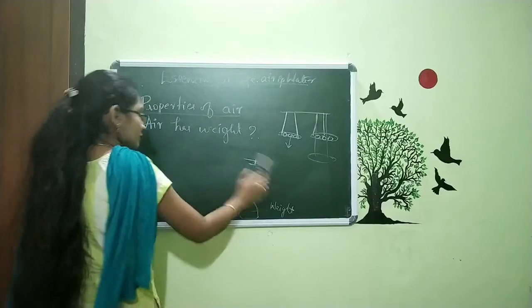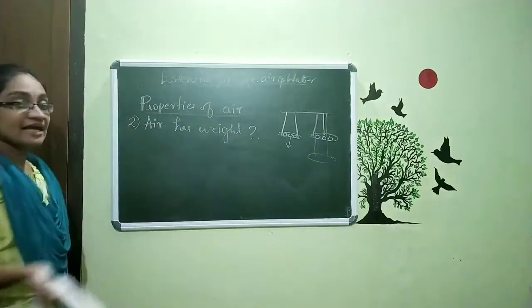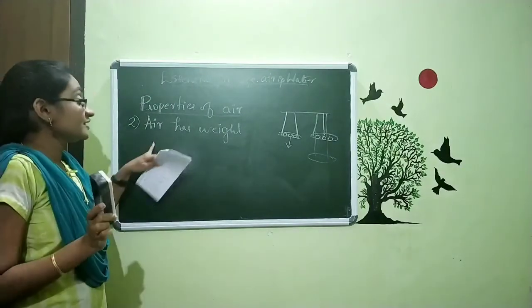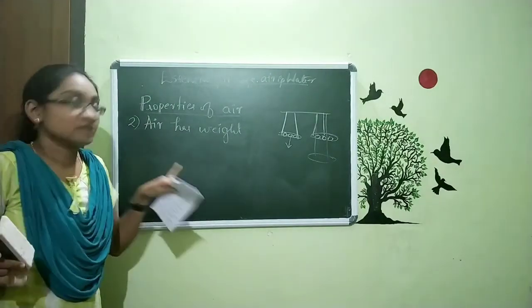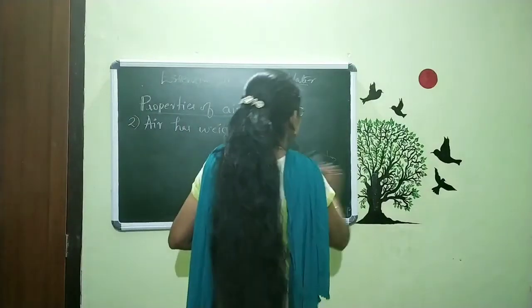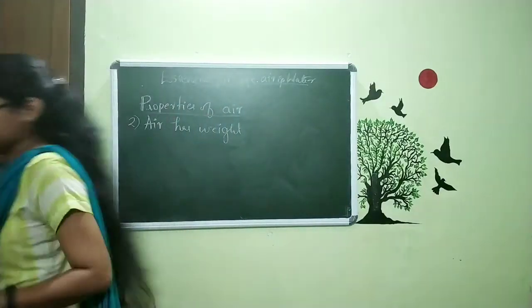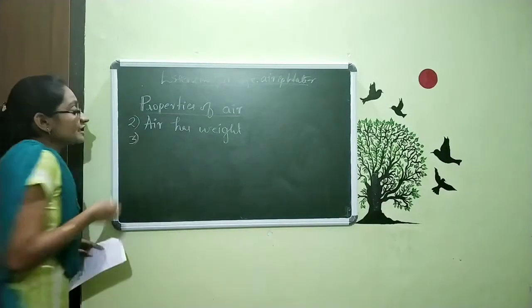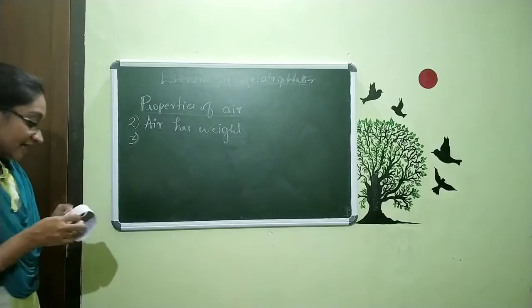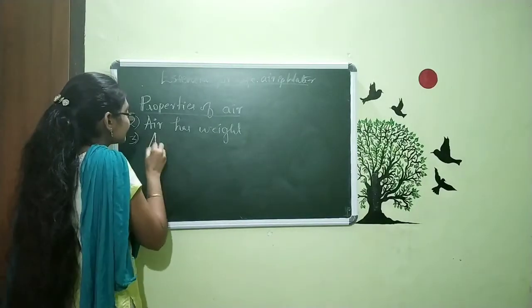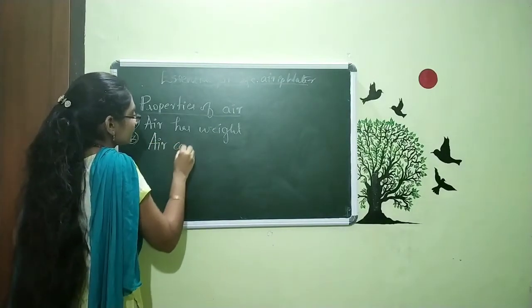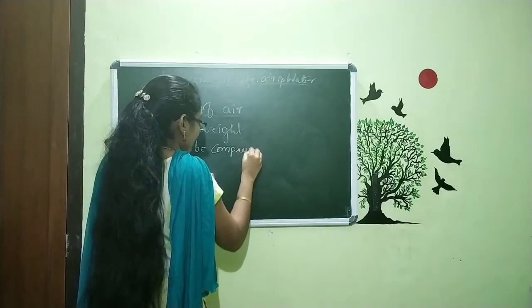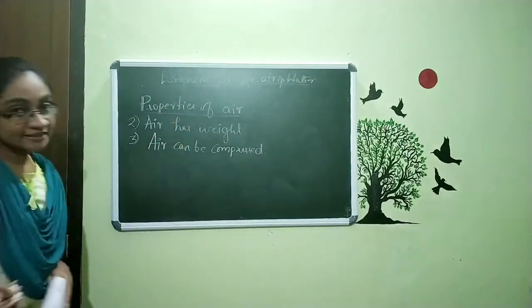Just read it. You just want to remember that air has weight. It is not a question. This is one statement, and it is right that we can say air has weight. Air is not weightless. Air has its own weight. So that is the second property. Now we are going to discuss the third property, and it is that air can be compressed.